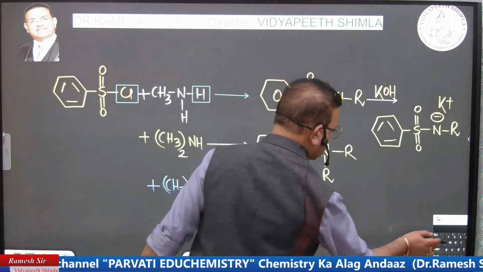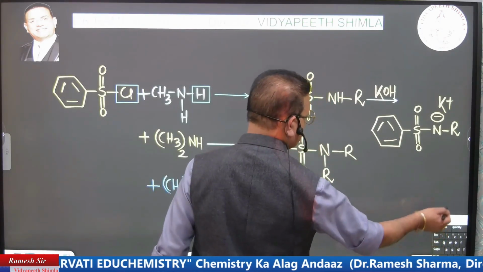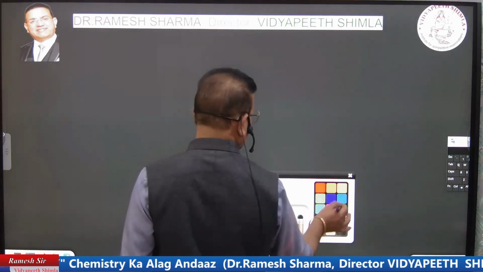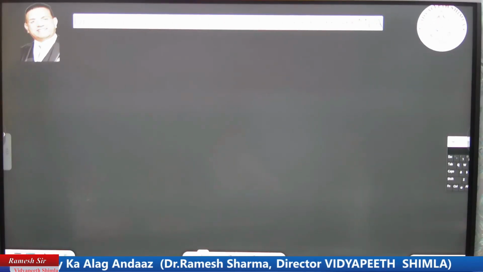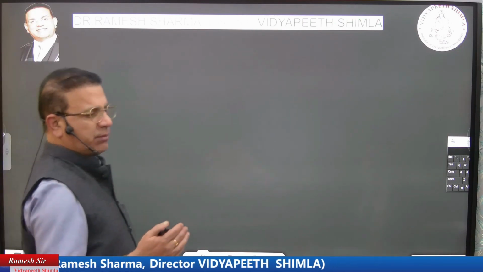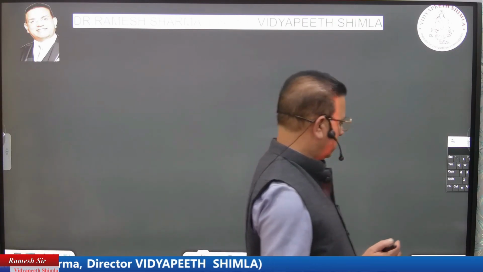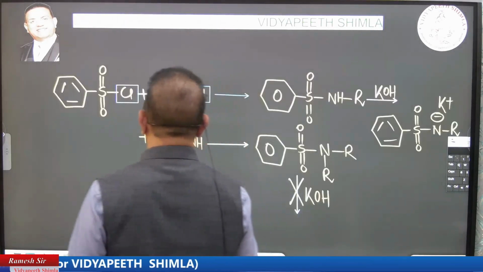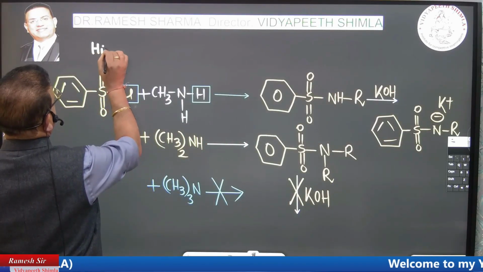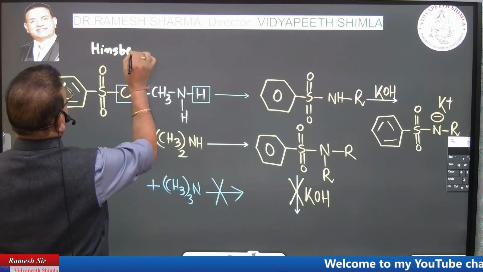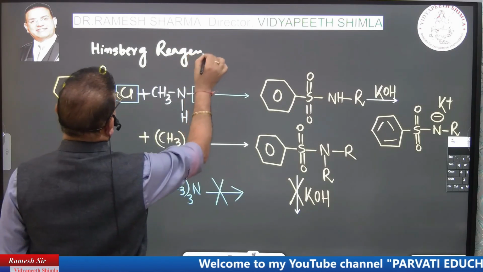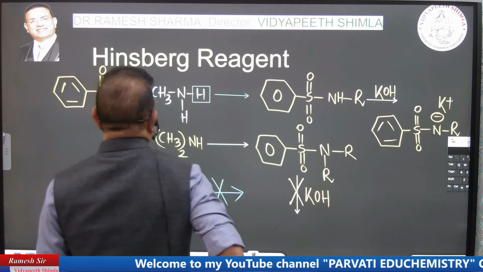Now this is how the mixture of amine can be separated. This reagent is Hinsberg reagent.